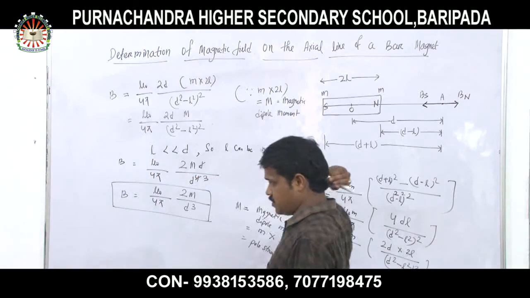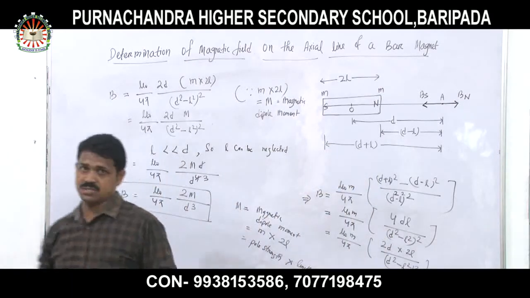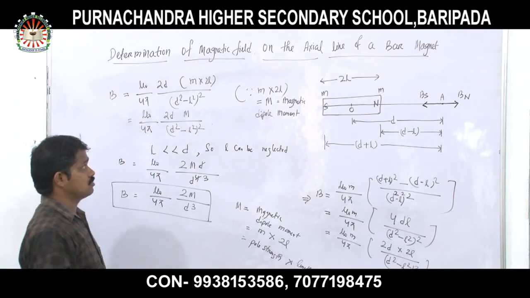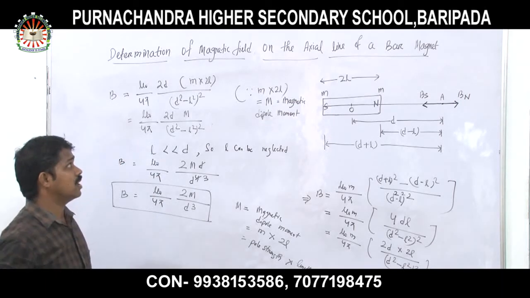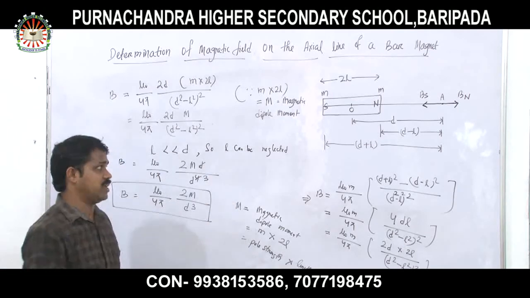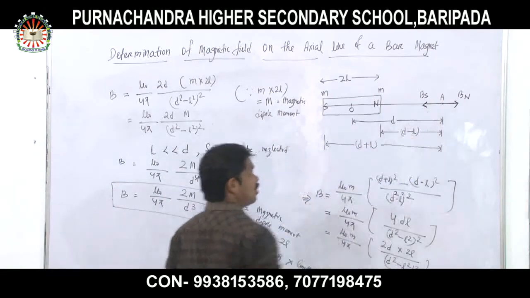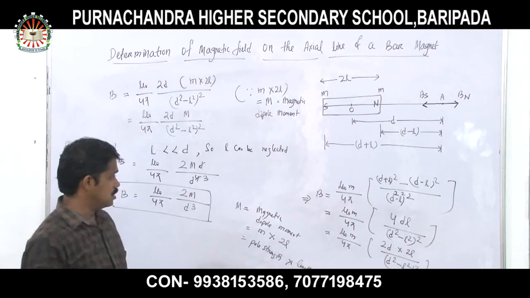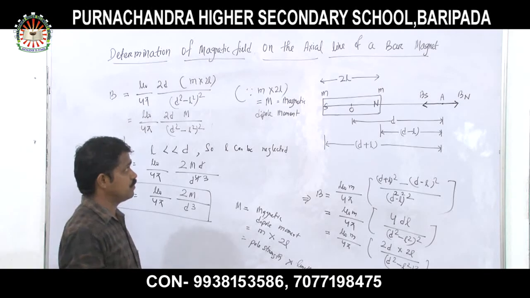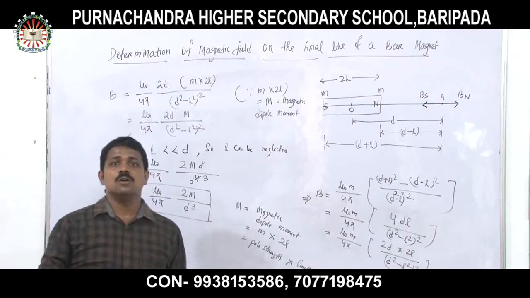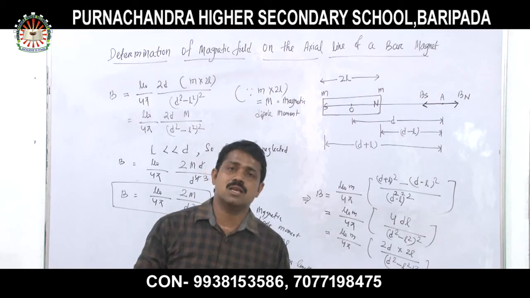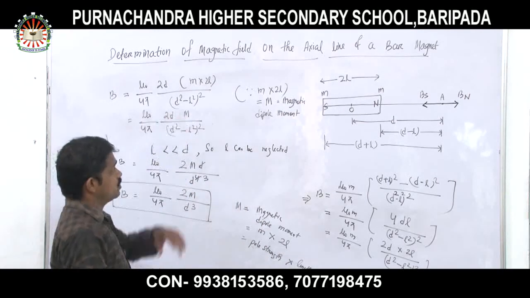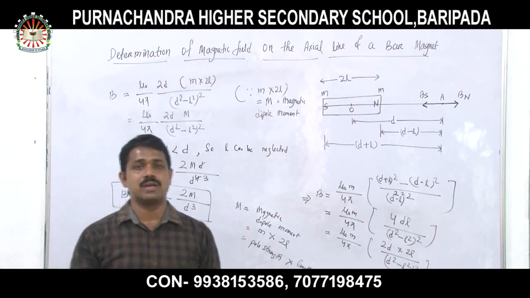Okay. So now this is very important. This derivation is very important. That is determination of magnetic field on the axial line of a bar magnet at any point. Here I will take the point A. Okay, so this is very important. So remember it as a long question. Clear? Okay, this is for this class. Next we will discuss the magnetic field on the equatorial line of the bar magnet.